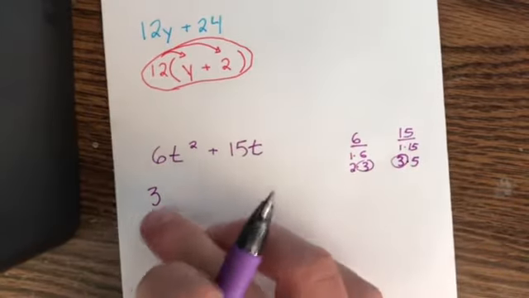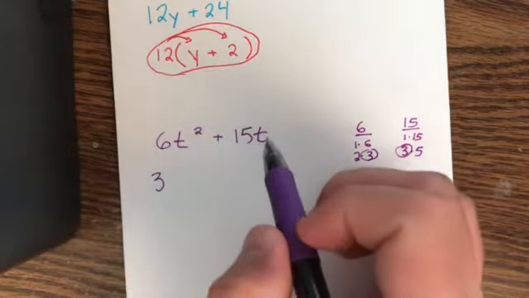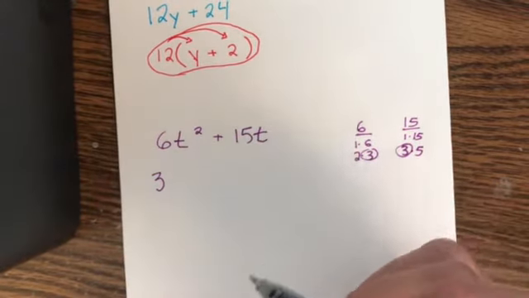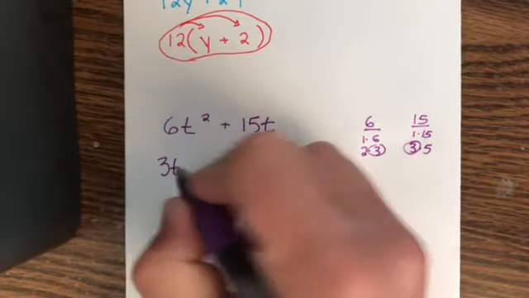So the GCF is 3, but there's also a variable part here. We have a t squared and we have a t. So the largest common t factor in both of these terms is just t. So the GCF is 3t.